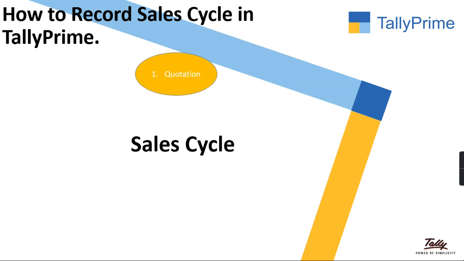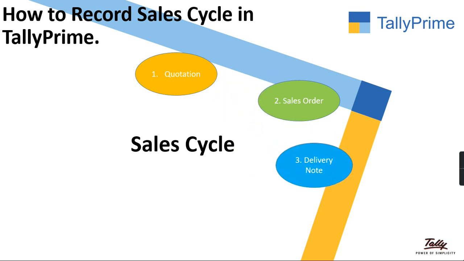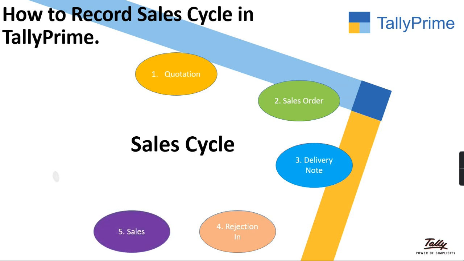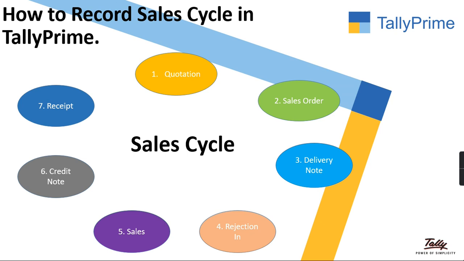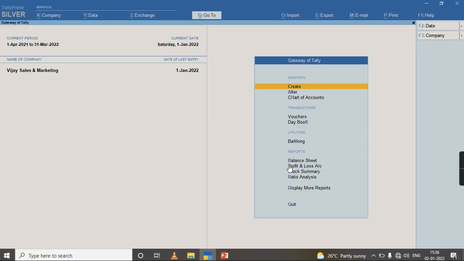The first step is the quotation voucher which we have to record. Second step, we have to record a sales order. Third one, it's delivery note. Later, rejection in, sales voucher, and credit note, and receipt voucher. To have a practical experience, we'll try to show you in TallyPrime.